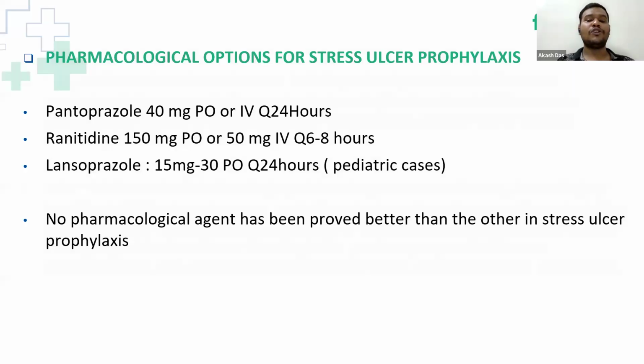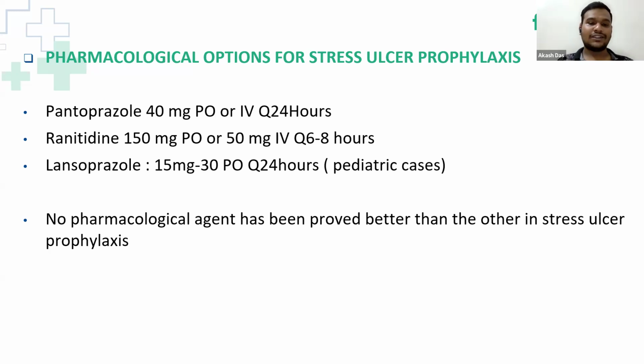Okay. So pharmacological options, what do we have for stress ulcer prophylaxis? One is pantoprazole, 40 mg either orally or IV every 24 hours is good enough for stress ulcer prophylaxis. Ranitidine 150 mg PO or 50 mg IV every 6 to 8 hours. This is the dose for ranitidine, so 150 mg BD for tablet. If you're giving IV, 50 mg, 8 hourly to 6 hourly is the dose for ranitidine. Same for lansoprazole in pediatric cases, 15 mg to 30 mg every 24 hours is the dose for pediatric patients.